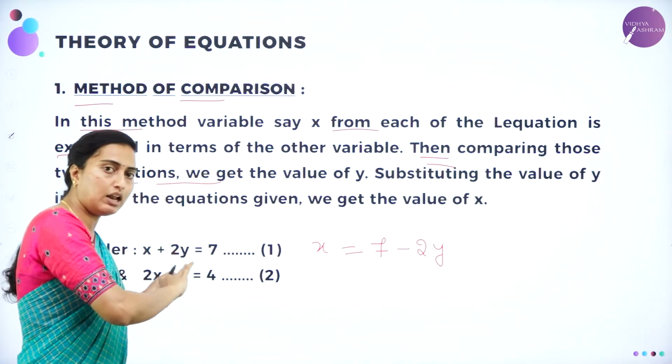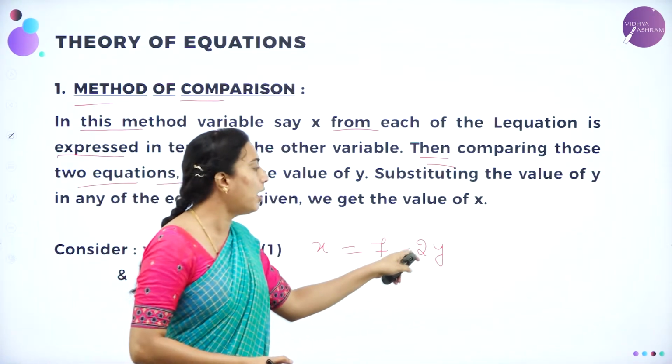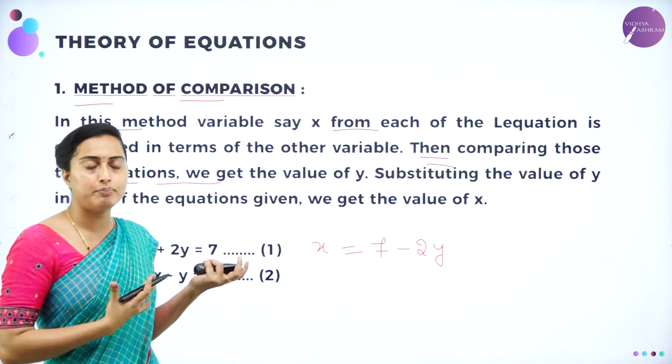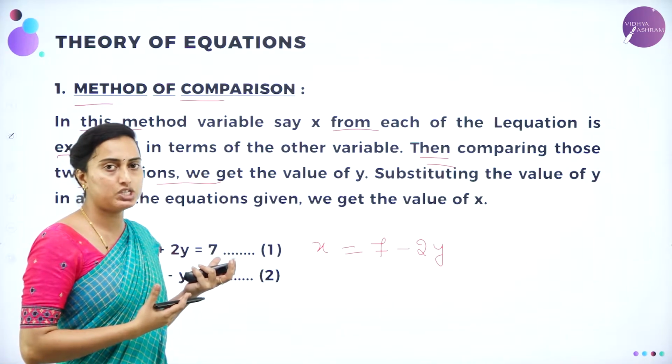That means from the left hand side to the right hand side, it will be minus 2y. That is how the sign will be changed. That is one of the general principles of simple linear equation solving, right?